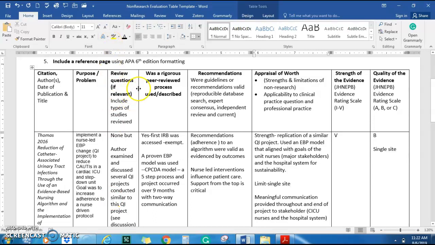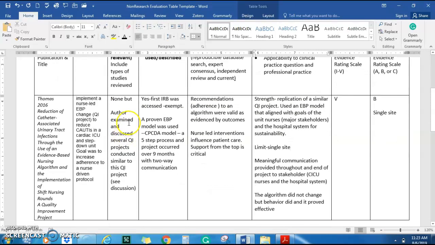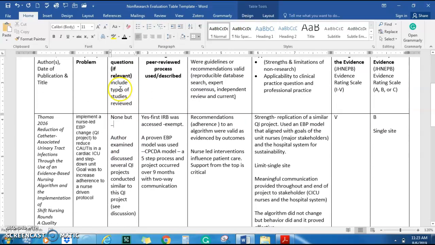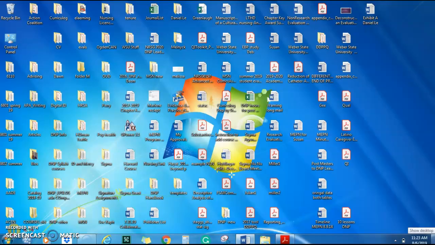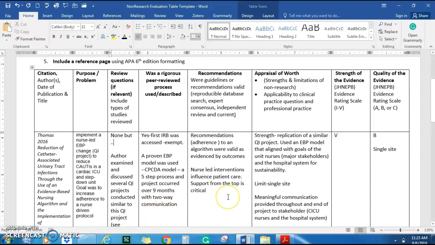Okay, review questions. You may or may not see these if it's relevant. There were no review questions, but this is my table, and I wanted to make sure I could jog my memory about what they were looking at. What I put in here, for myself, was that the author did examine and discuss several QI projects conducted similar to this one. It says here, include types of studies reviewed. I wanted to make sure I had some of that information in, and yes, they did talk about how they reviewed other similar QI projects.